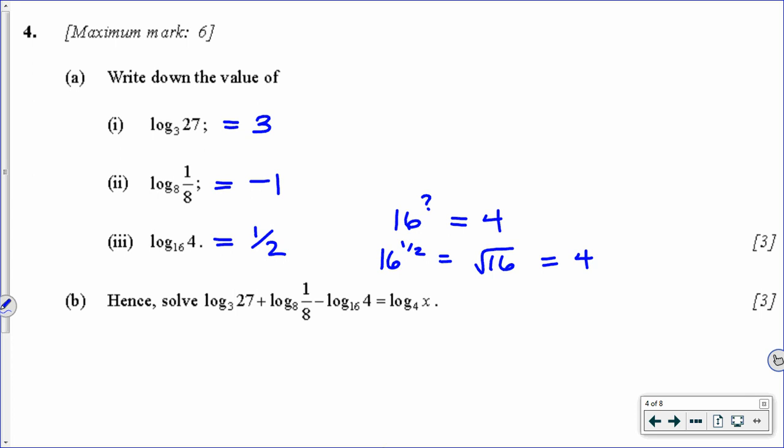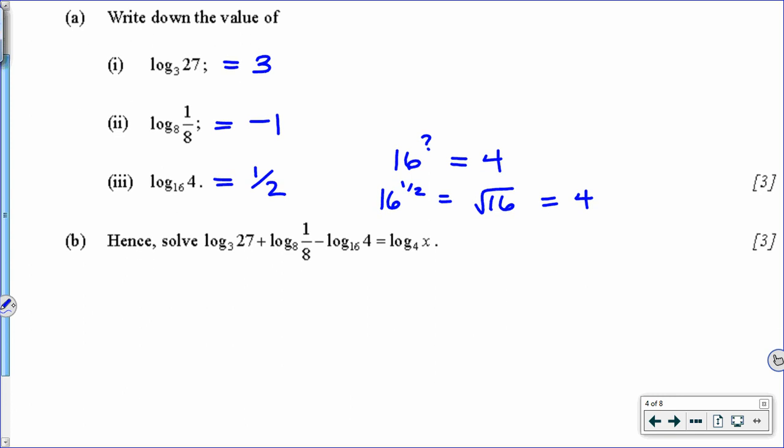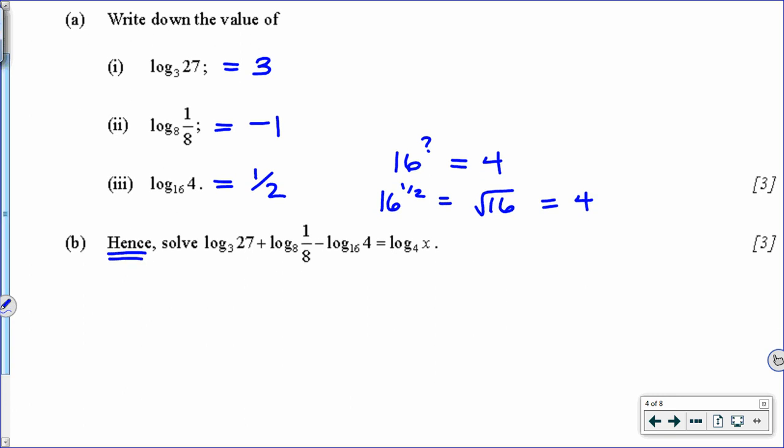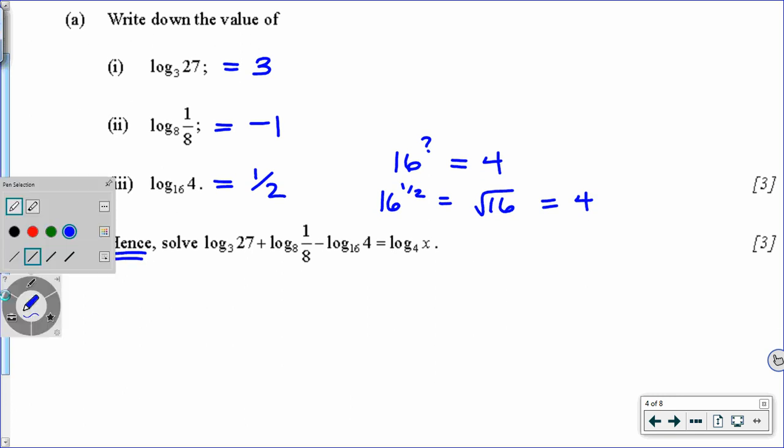We have hence. There's a word that shows up as a command word in some IB questions. It means using the material that you just found in the previous part of the question. Just shrink this thing here.